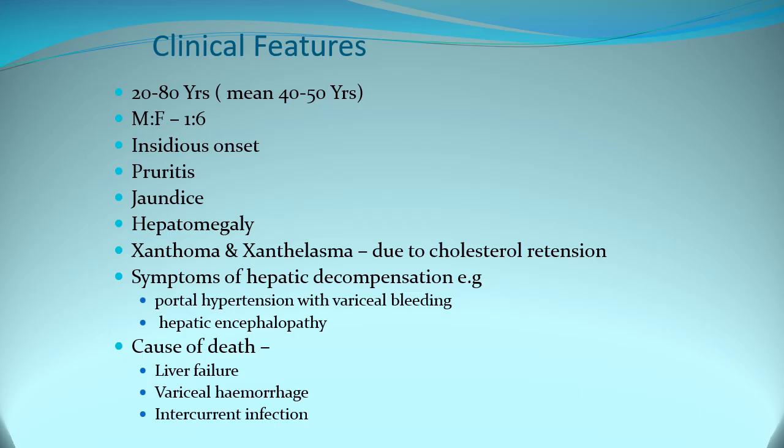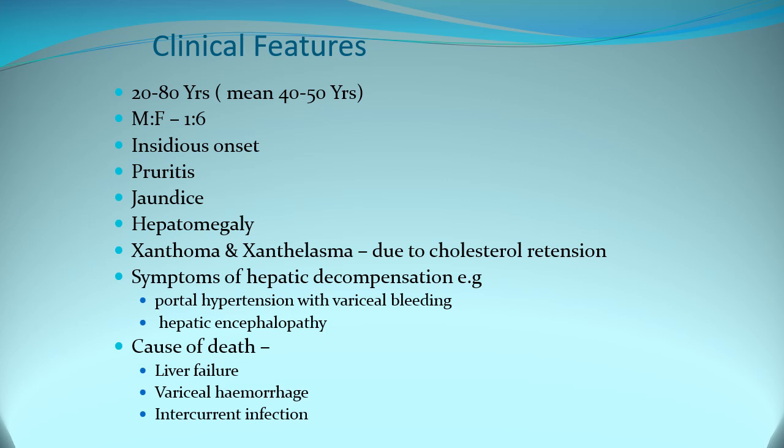Clinically, it appears insidious in onset, mostly female predominant. Ages 20 to 80 are more common, mean about 40 to 50 years. So how does it present? It presents with pruritus. In the skin there is deposition of bile pigments, appearing as pruritus, jaundice, hepatomegaly, and there is a derangement in cholesterol metabolism, leading to xanthoma and xanthelasma.